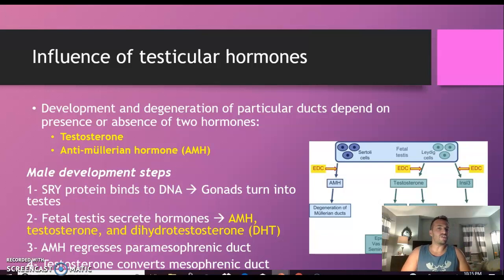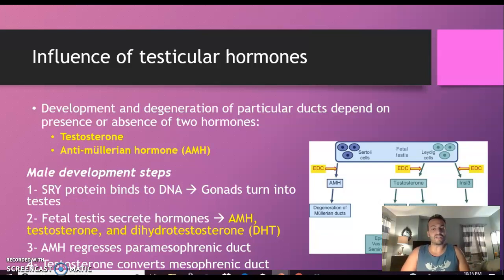To go deeper in understanding what these hormones do, we could talk about the stages in male development. The first step here is that the SRY protein binds to DNA, and then this turns gonads into testes, and then the fetal testes secrete hormones such as AMH, testosterone, and dihydrotestosterone. AMH is the hormone that is responsible for regressing the paramesonephric duct. As we can see in the picture to the right, AMH is secreted by Sertoli cells, and this then causes the degeneration of Mullerian ducts.